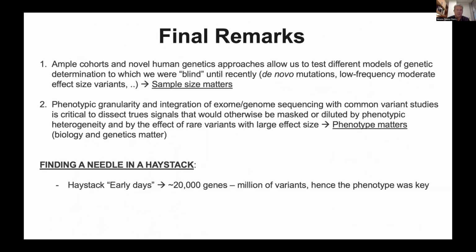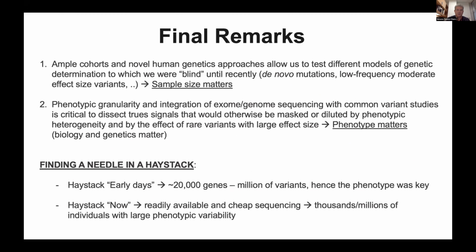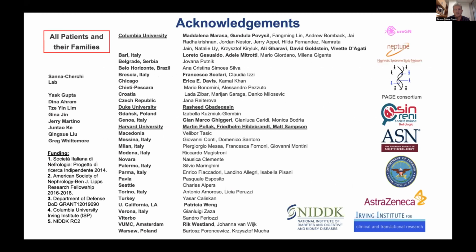So the haystack in the early days were the genes. So it was very difficult to sift through 20,000 genes and a million variants. Hence, early geneticists wouldn't initiate any study without a clear phenotype. Now we have readily available in-chip sequencing, so we can assess and sequence thousands, if not millions, of individuals. But we go at the expense of very large phenotypic variability that can lead us to potential hurdles. And I'll finish by acknowledging all the collaborators, my lab, and the funders.